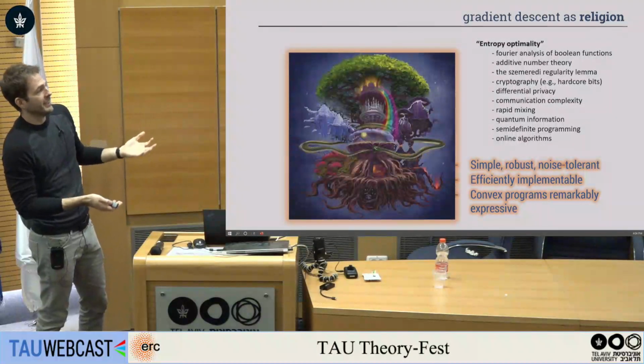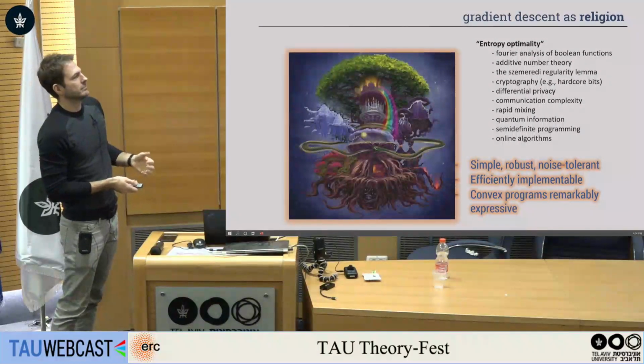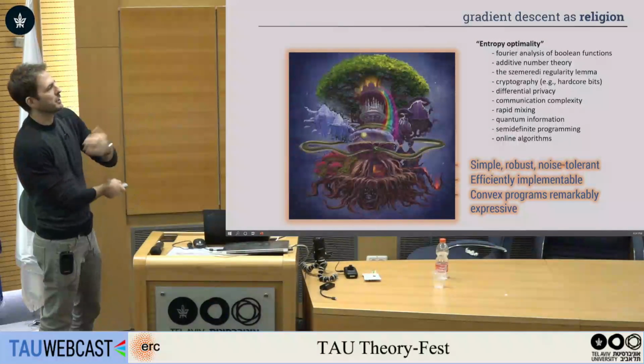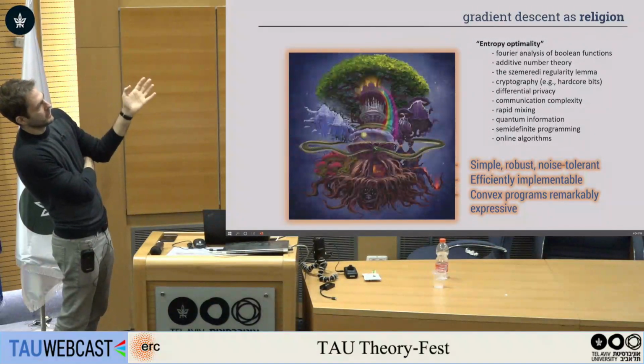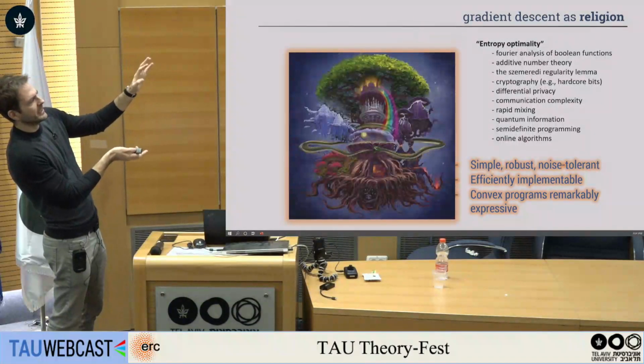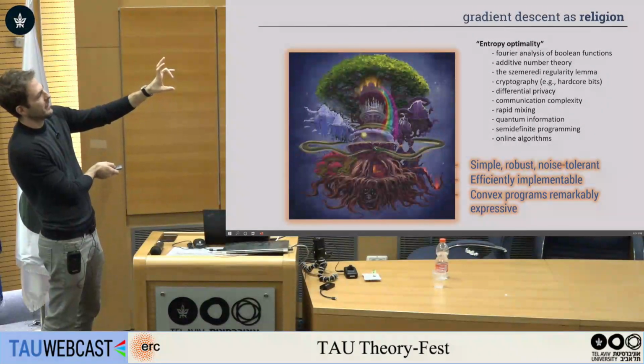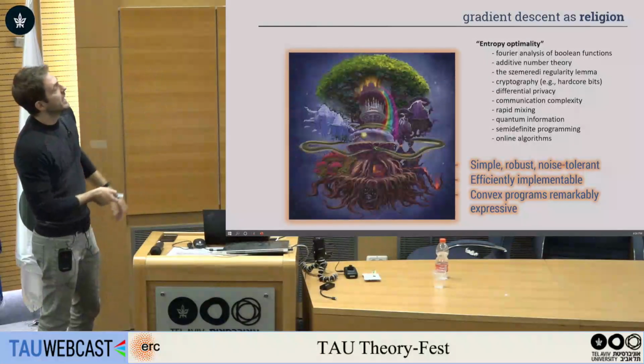You can set up a gradient descent instance so that you can essentially simulate any polynomial time algorithm you want. But the religion is in a stronger sense than that: there's really some value in understanding things as gradient descent.